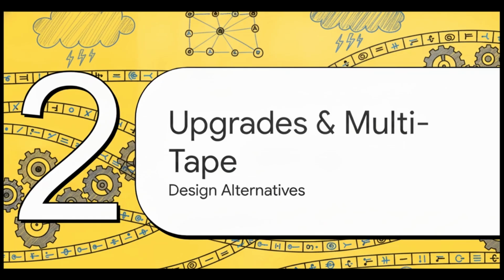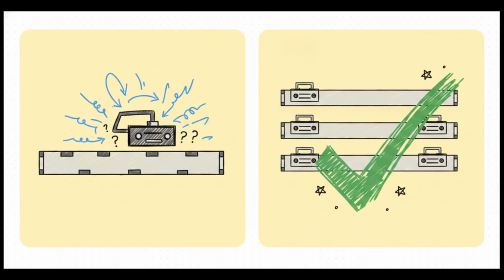Moving to section 2, upgrades, multi-tape and beyond. Let's explore some design alternatives for efficiency. Now, a single tape machine is theoretically powerful, sure, but practically, it introduces massive inefficiency for complex operations. So we upgrade to a multi-tape design. By separating the input, the working memory, and the output, we drastically reduce the time complexity of our algorithms.